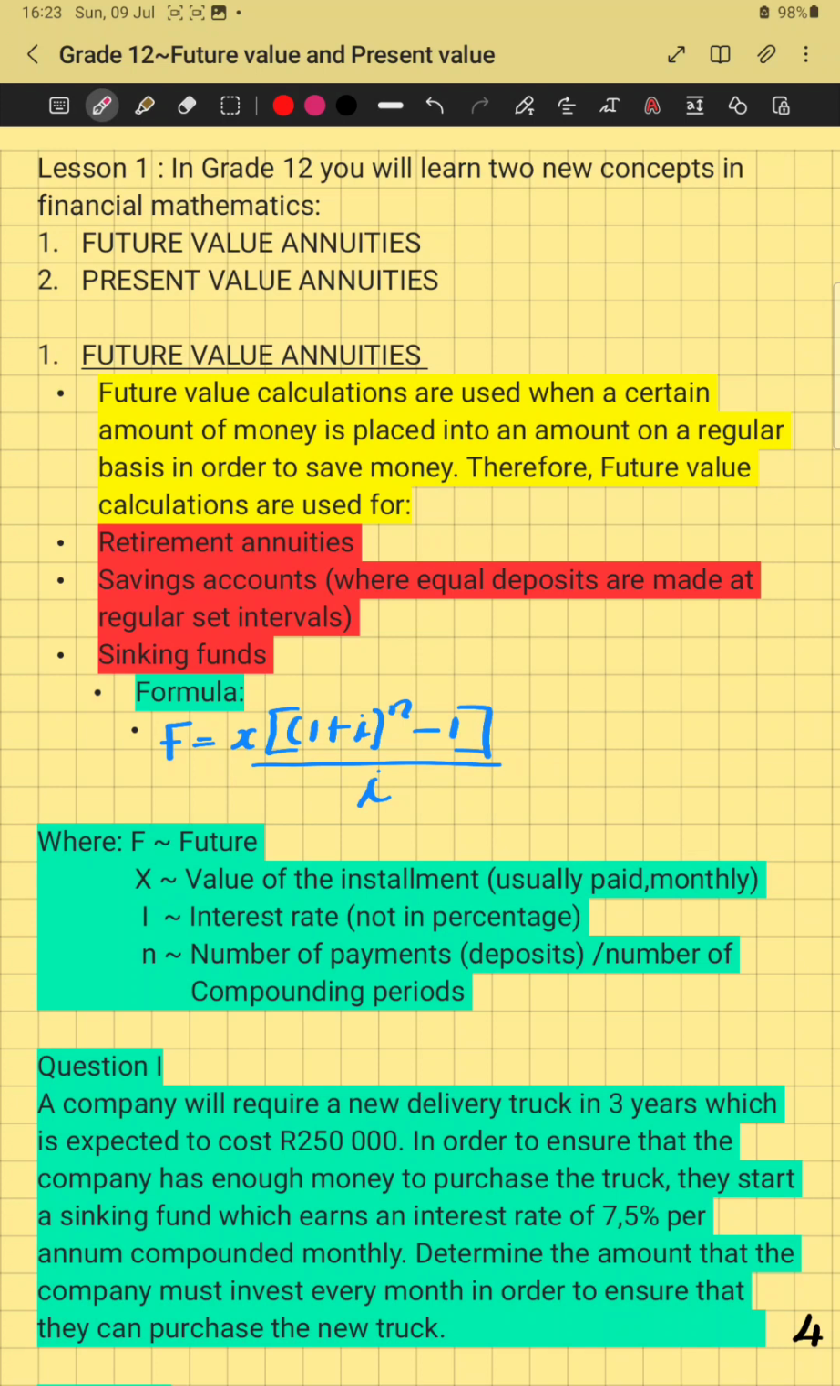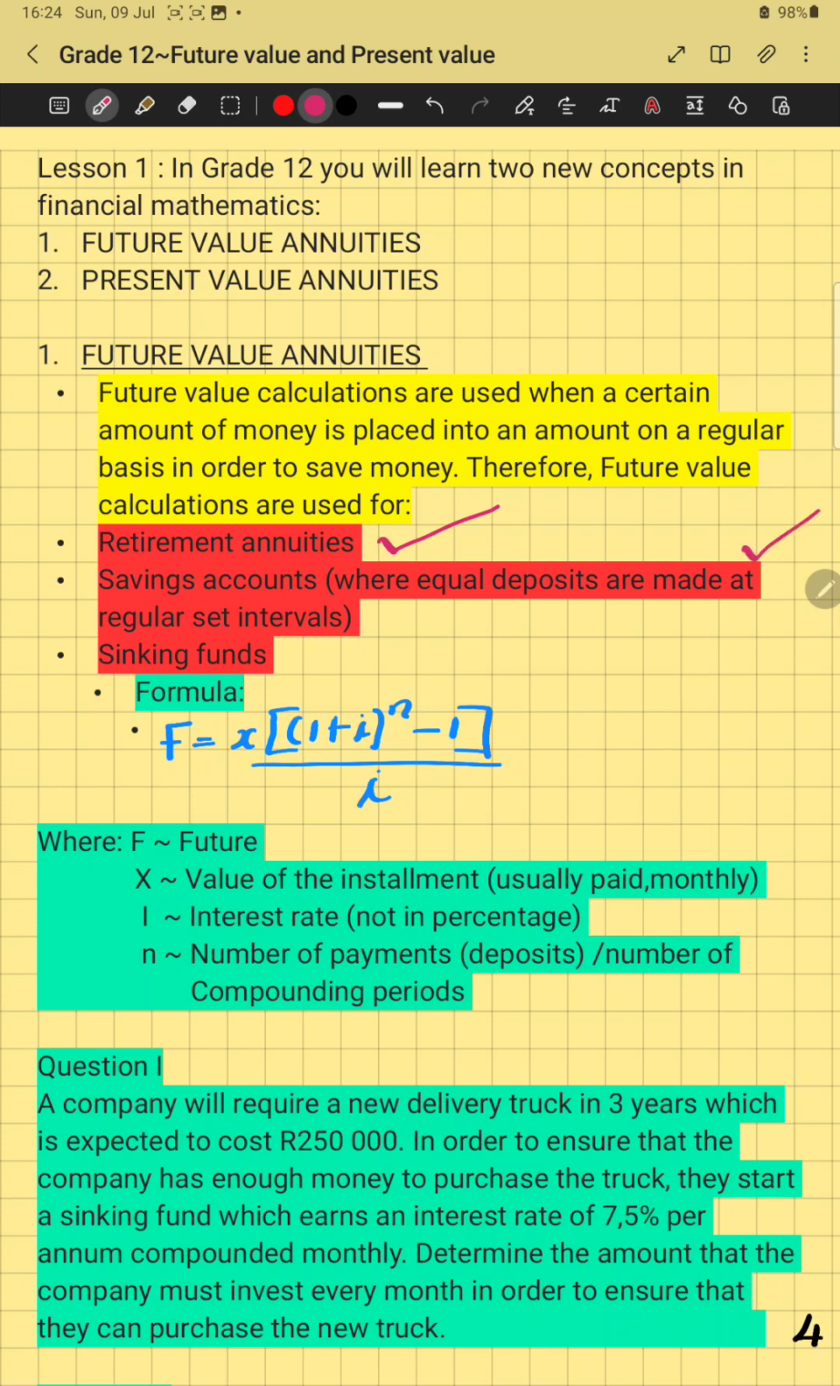Now, what do we mean by future value annuities? Future value annuities calculations are used when a certain amount of money is placed into an account on a regular basis in order to save money. Therefore, future value calculations are used for, number one, retirement annuities, savings accounts, where equal deposits are made at a regular set interval.